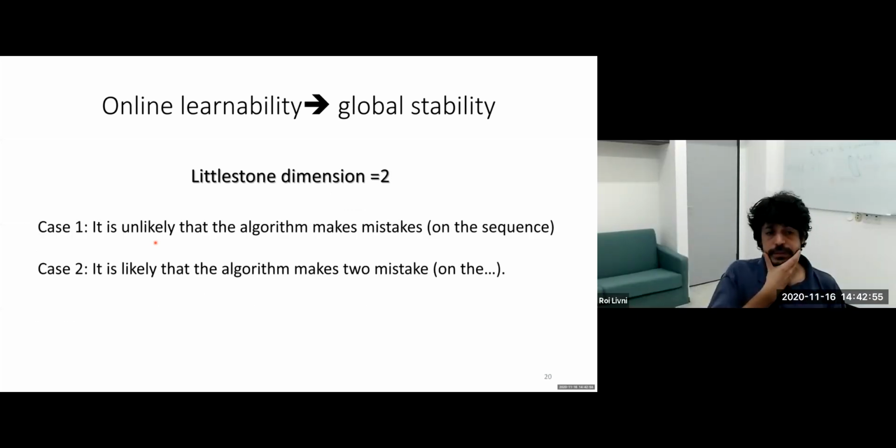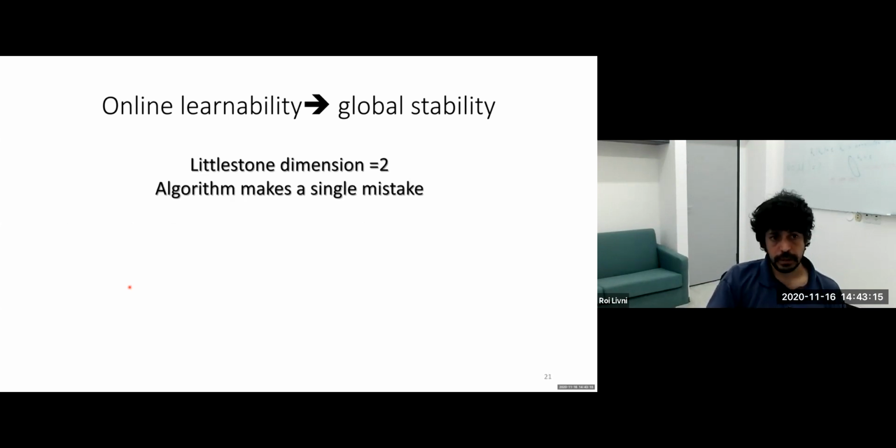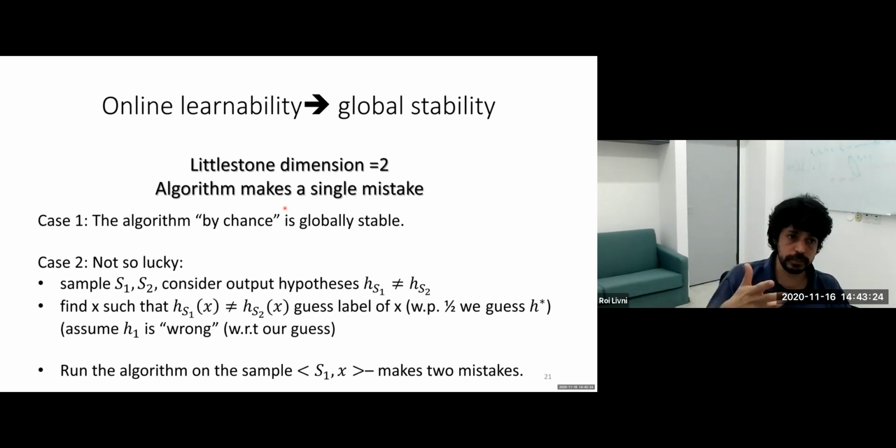Okay, so if the Littlestone dimension is 2, then again we have two cases where it is unlikely that the algorithm makes mistakes, or it is likely that the algorithm makes two mistakes, and these two cases are completely the same as before. Either the original hypothesis is okay, or we basically identified the right hypothesis. The only problem with Littlestone dimension 2 is what happens if the algorithm makes a single mistake, and then the idea is basically to make the algorithm make more mistakes. And how do we do that? So again, we have two cases. First, what if the algorithm is already by chance globally stable? Then in this case, we don't have a problem.